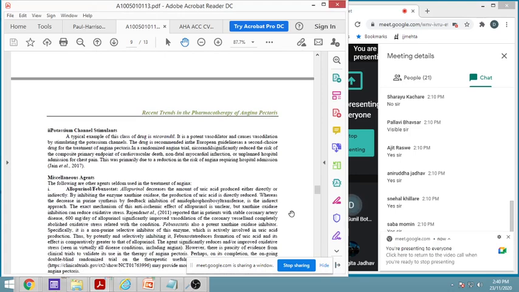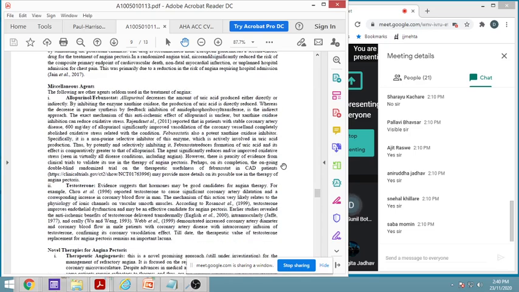Then the next kind of drug are potassium channel stimulants. An example of this is nicorandil, which is very famous. It has been found to be very effective, and it is a potent vasodilator. It causes vasodilation by stimulating the potassium channel. It is recommended in the European guidelines as a second choice drug for the treatment of angina pectoris. This has been found to significantly reduce the risk of the composite primary endpoint of cardiovascular death, and thus it reduces fatal and non-fatal myocardial infarction, and it is very important.